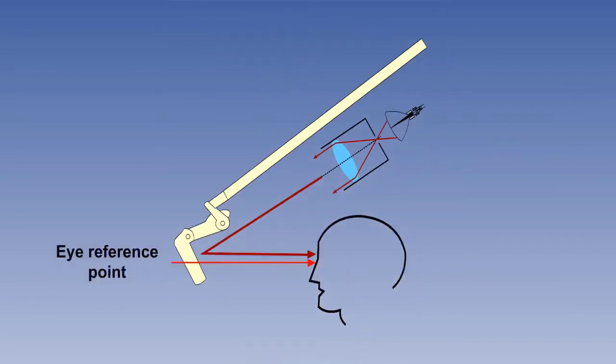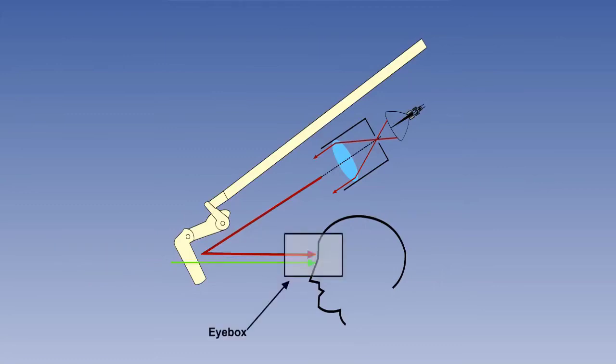Because the light path from the combiner is so directional, it is important that it is correctly positioned to meet the pilot's eyes. The ideal position for the image to meet the eye is called the eye reference point. However, there is some scope for head movement.